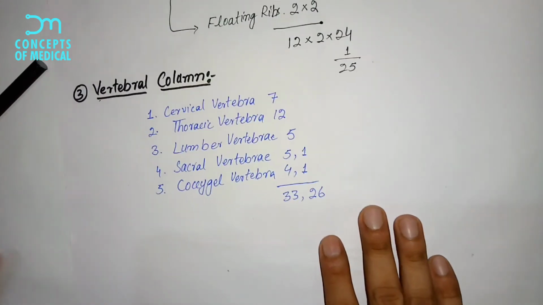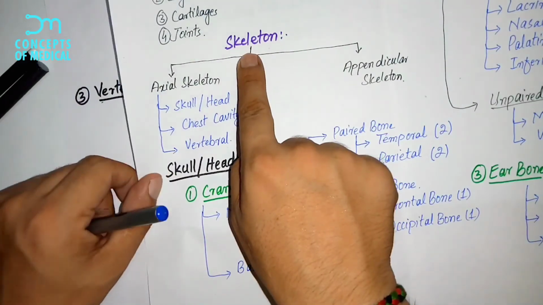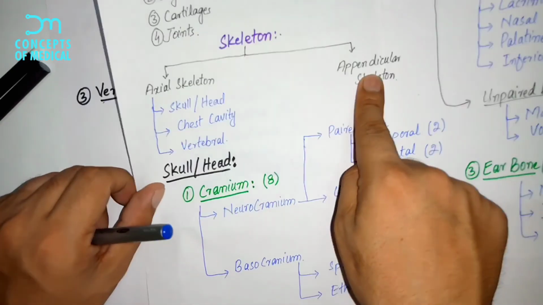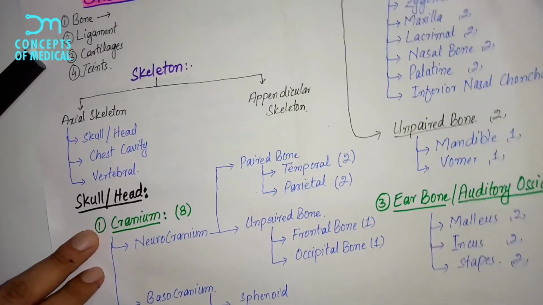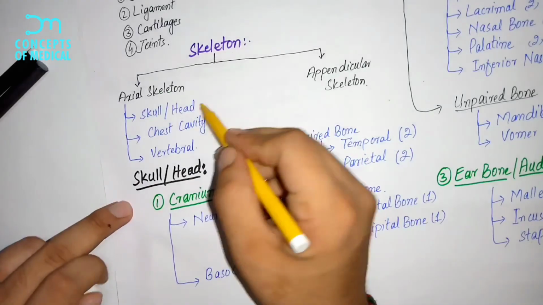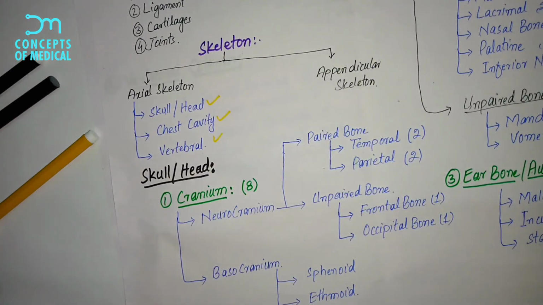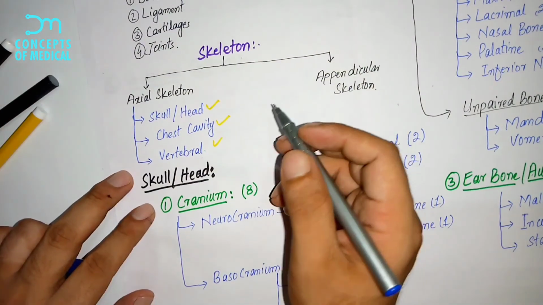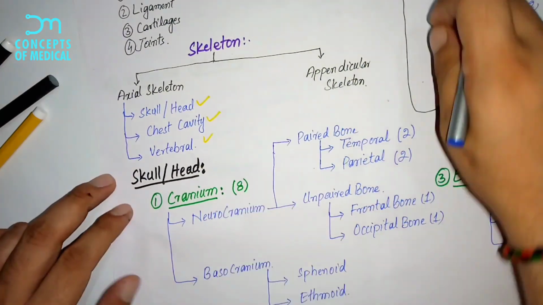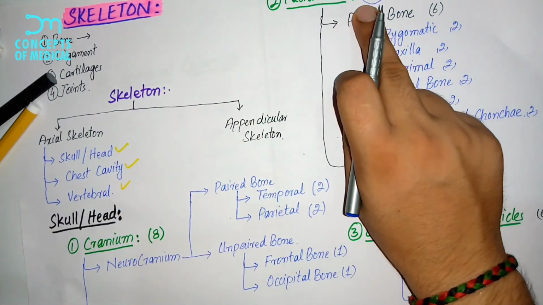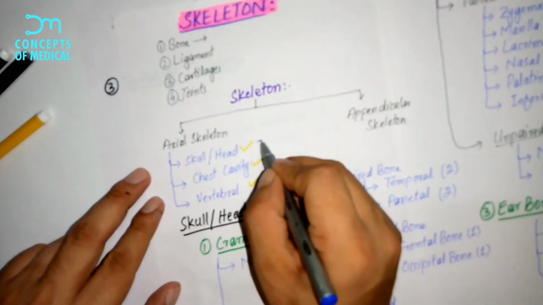So the next part we have covered is the appendicular skeleton. In this chart I have told you that the skeleton is divided into the axial and appendicular skeletons. So we covered the head region and also the chest cavity. In the head region, how many bones do we have? In the head region we have 28 bones, right? Because 8 cranium and 14 facial bones and 4 ossicles. So in the head region we have 28 bones.